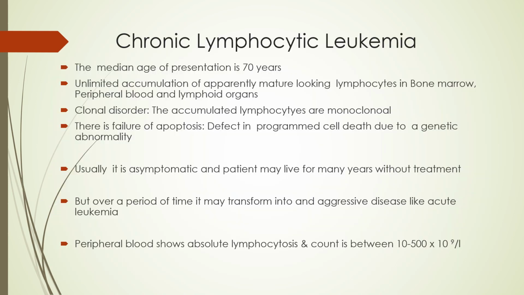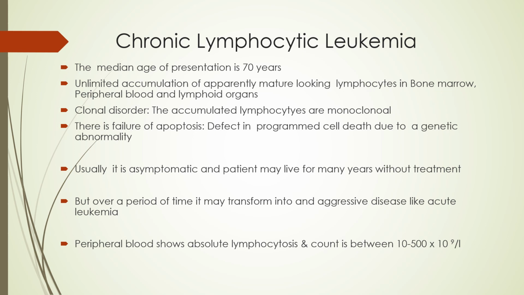Now let us briefly discuss chronic lymphocytic leukemia, also known as chronic lymphoid leukemia and abbreviated as CLL. The median age of presentation is 70 years. Most of the patients don't have any complaints or symptoms, but are only diagnosed on a routine CBC done for other reasons. There is unlimited accumulation of apparently mature looking lymphocytes in the bone marrow, peripheral blood and lymphoid organs.